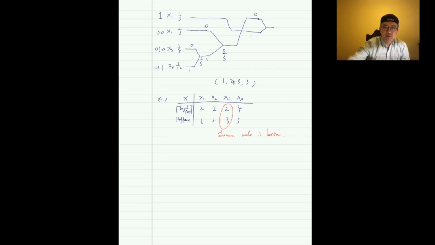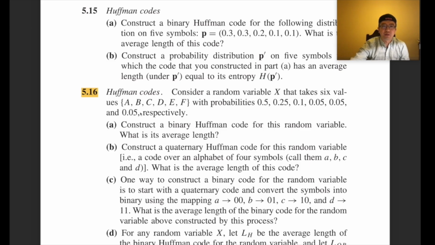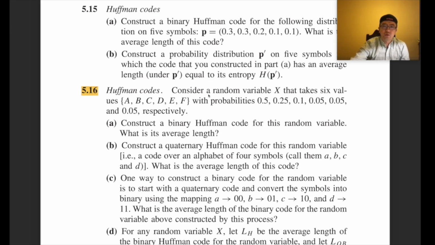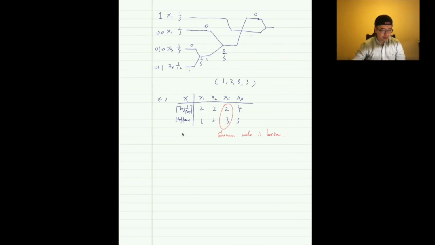Okay, great. So next, let's consider the next problem, which is again Huffman codes, 5.16. In this case, we have 1, 2, 3, 4, 5, 6 symbols, and here is the PMF. The first question asks us to construct a binary Huffman code for this random variable, and what is the average length. We have done this so many times, so let's do this again. Here is 5.16. Now let's write down all the symbols.